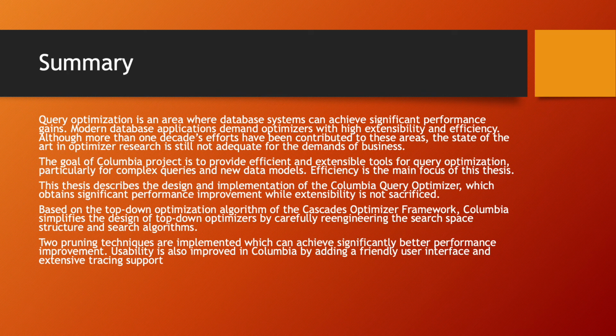The goal of the Columbia project is to provide efficient and extensible tools for query optimization, particularly for complex queries and new data models. Efficiency is the main focus of this thesis. This thesis describes the design and implementation of the Columbia Query Optimizer, which obtains significant performance improvement while extensibility is not sacrificed. Based on the top-down optimization algorithm of the Cascades Optimizer framework, Columbia simplifies the design of top-down optimizers by carefully re-engineering the search space structure and search algorithms.